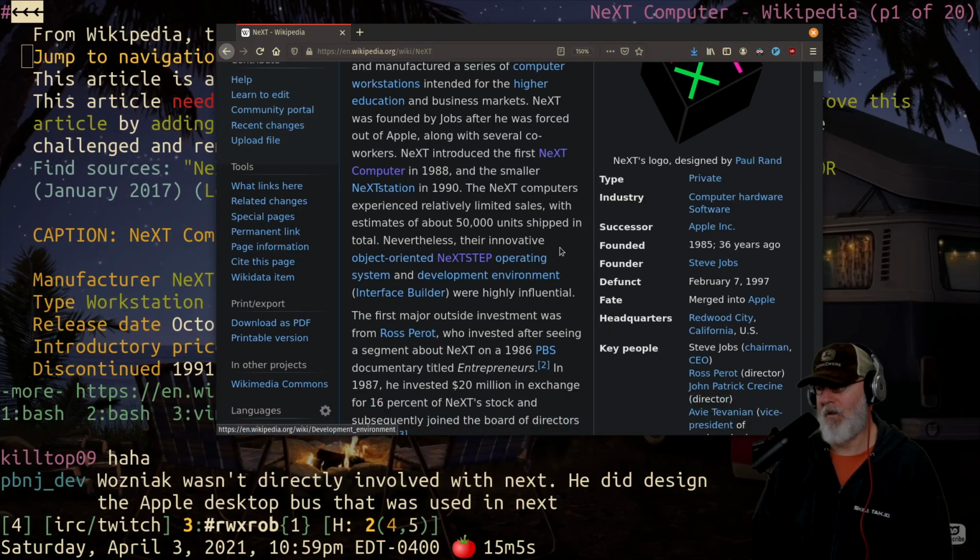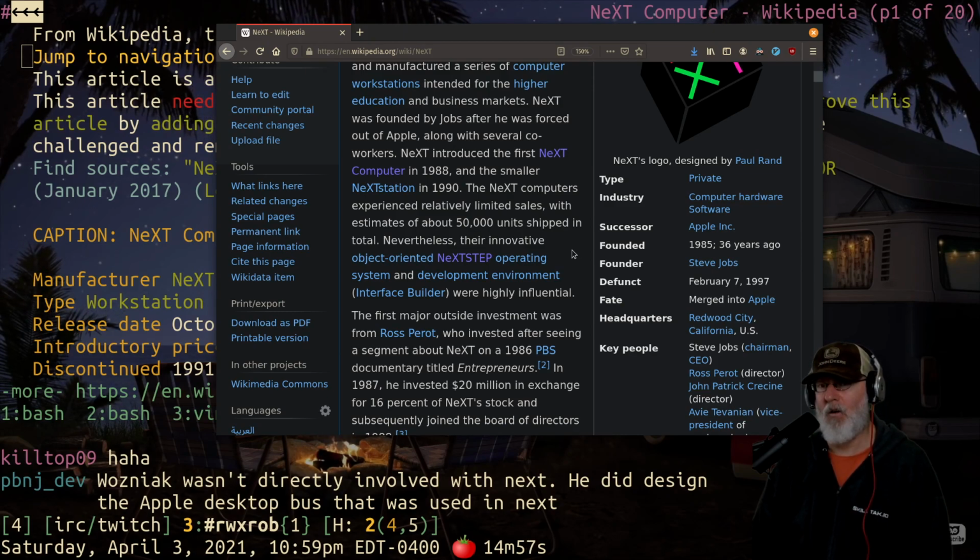Yeah, Steve Jobs never cared about making money. That's why he got kicked out of Apple, by the way. He was burning money like crazy. He deserved to get kicked out. He had no accountability whatsoever. He said, "I don't care."